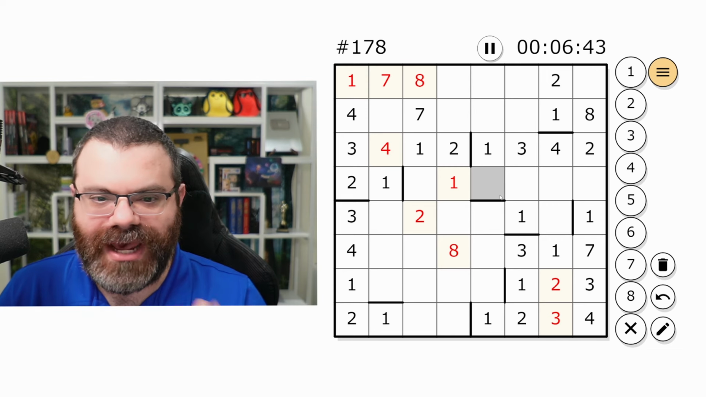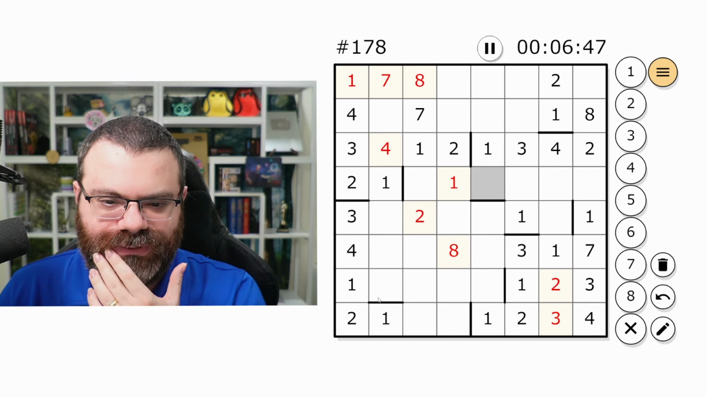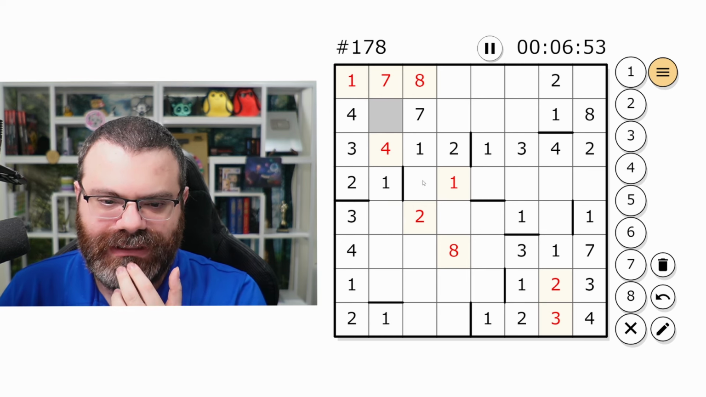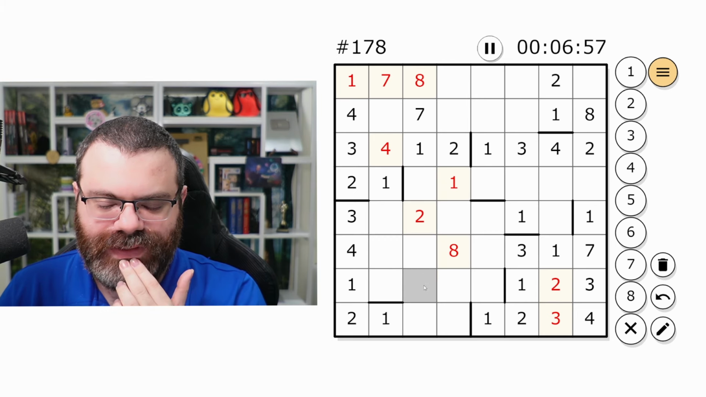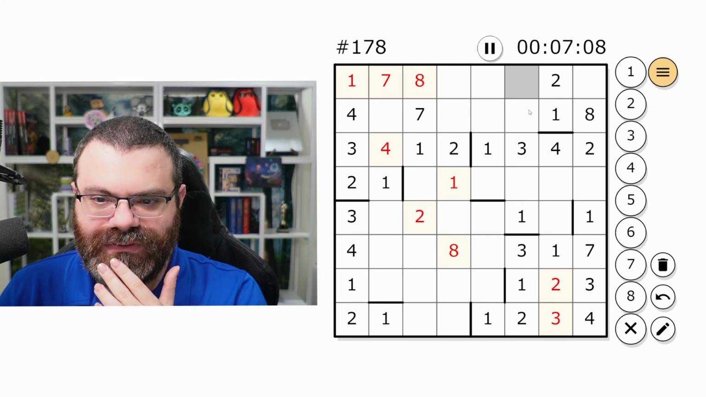Maybe I'll keep working backwards with 6s. I'm not sure. This can't be 6. The 6 would be here, here, or here. There's a lot of places for 6. 6 could be here, here, or here. Not here. Here or here. This column needs a 6. There's so many places for 6. This we need 2, 4, 5.